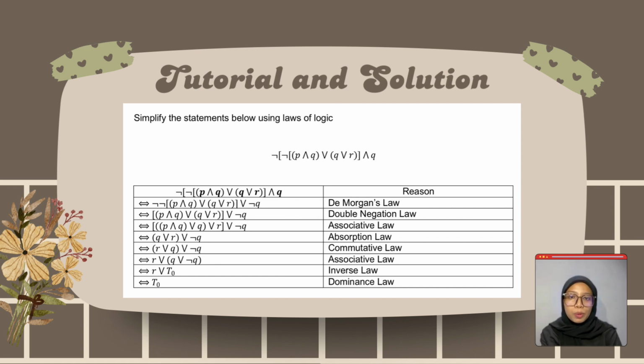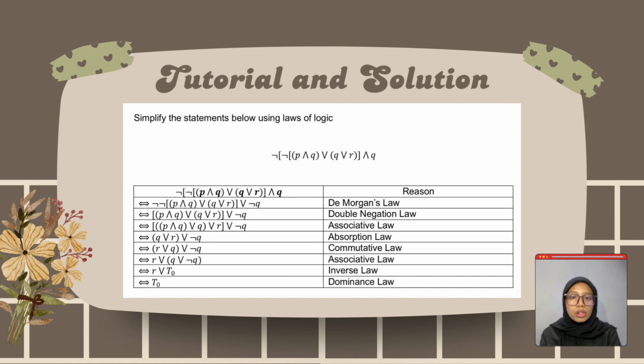First, we apply De Morgan's law to remove the negation outside the brackets and rewrite the expression. Next, we use the double negation law to eliminate the double negative, which simplifies the statement further. Then, the associative law is applied to regroup the terms so that the expression becomes easier to manipulate. After that, we use the absorption law, which helps reduce unnecessary parts of the expression by absorbing redundant terms.